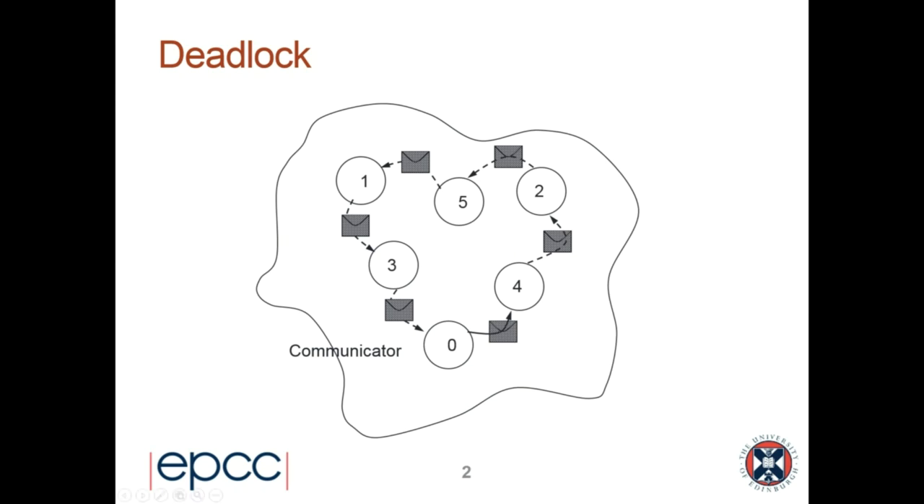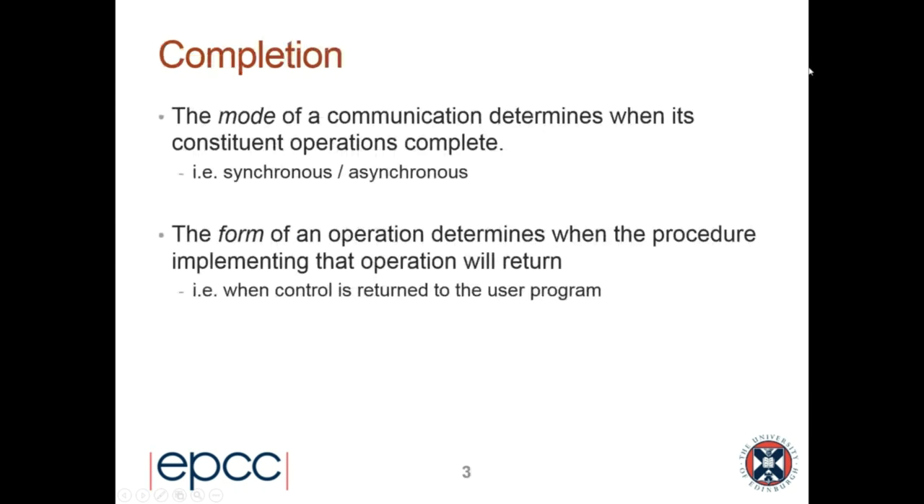So how do we implement patterns of communication like this safely in MPI? Well, the mode of a communication, which we've talked about, determines when its constituent operation is complete. This is a formal definition: if I issue a synchronous send, when do I define it to be completed? I define a synchronous send to be completed when the message has been delivered, like a phone call. If I do an asynchronous send, I say it is completed as soon as the message is in the network, or as soon as the letter has been posted, the email has been sent. I don't wait for the message to be received.